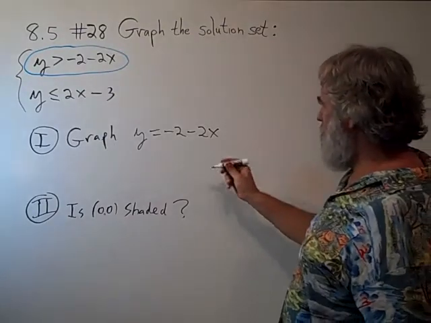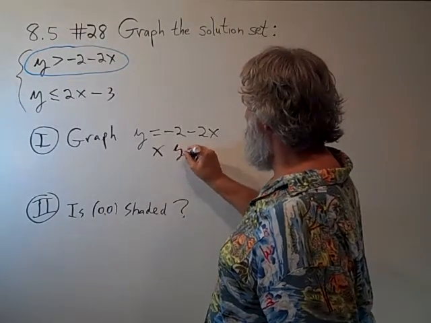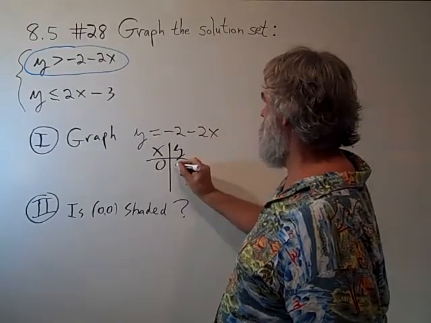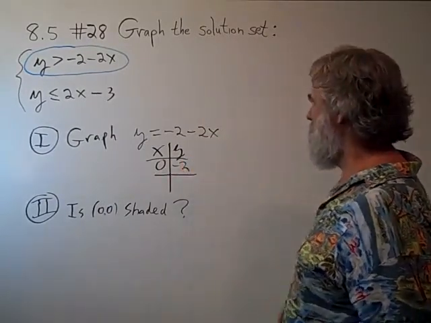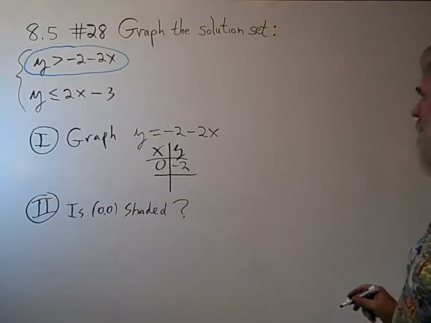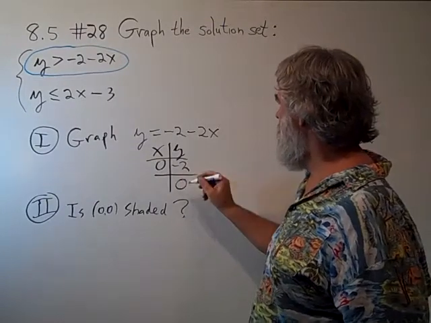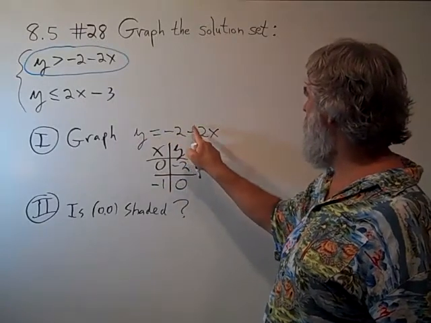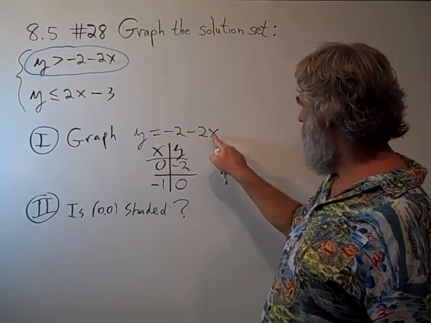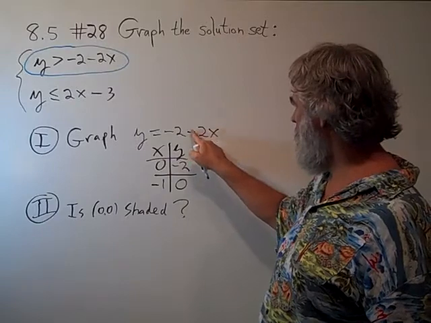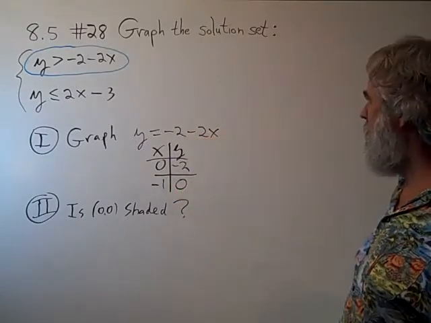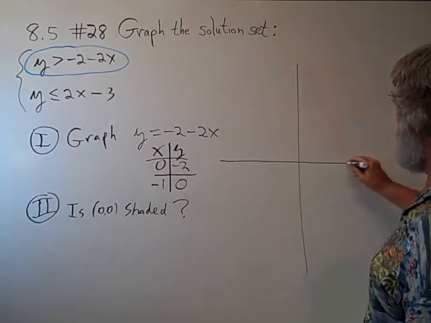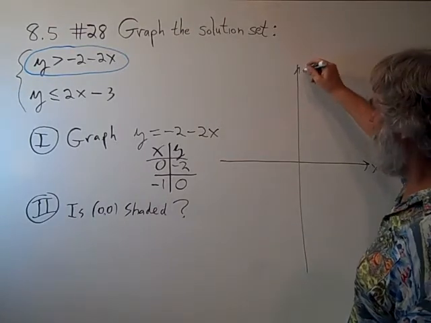To graph this line, we need 2 points that are on the line. And if x is 0, then y is -2. And so that's kind of an easy one to get. And if y is 0, then x is -1, because to get a 0, it would be -2 plus 2. -1 times -2 is +2, so that comes out 0. So those are 2 points on the graph of the line, so we can graph that line.